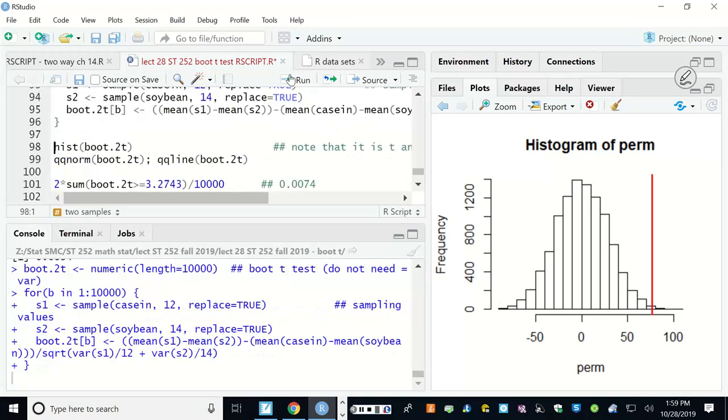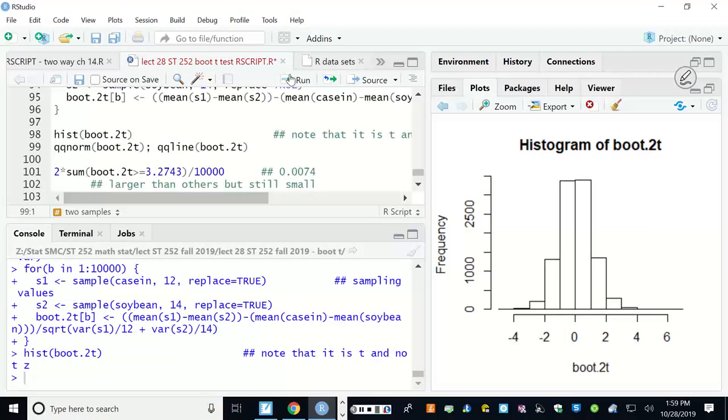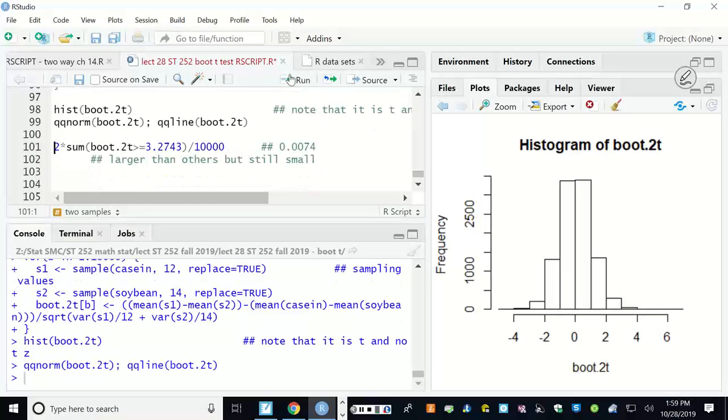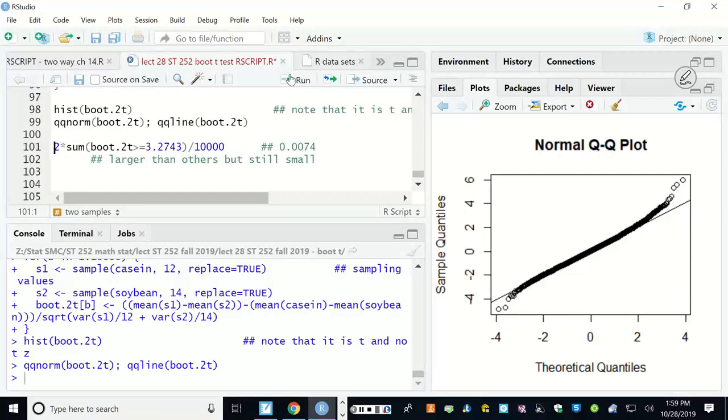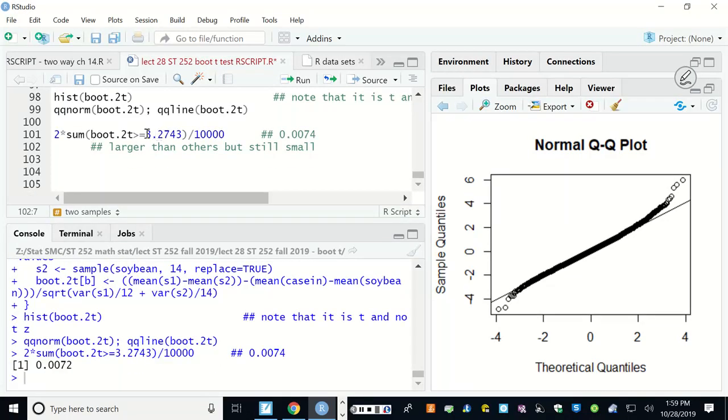So that would be the t-test. Here is a histogram of what those t-values look like. Is it kind of normalish? It's closer, again, but it's t, so you expect a little bit wider tails. But the p-value then is, our t-statistic from unequal samples is 3.274.